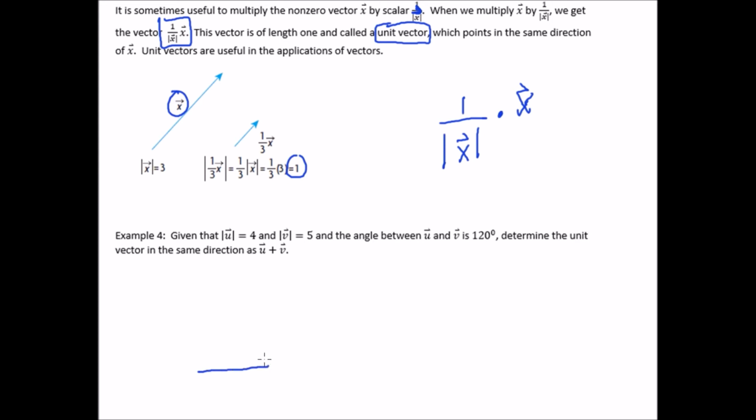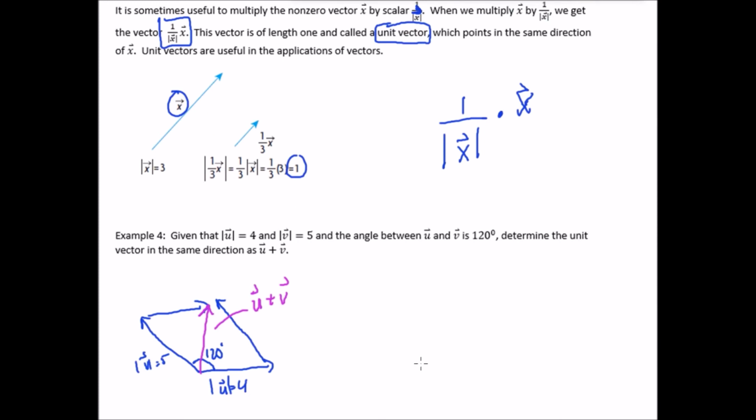So let's just draw that. So we have vector u, which is 4, and then vector v, which is 5. Let's put magnitude here. And then this angle is 120. Again, that's tail to tail. Determine the unit vector in the same direction as u plus v. So I like the parallelogram. You guys might not agree. That's okay. You can use the triangle, but I'm going to do from here to here. This is going to be vector u plus vector v. Okay, we must determine the unit vector in the same direction.